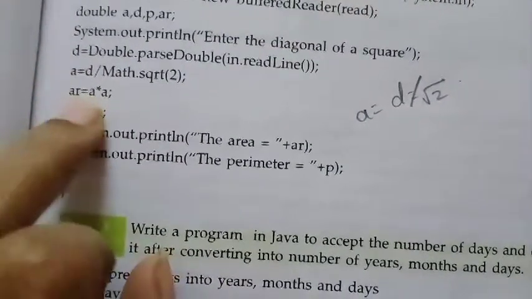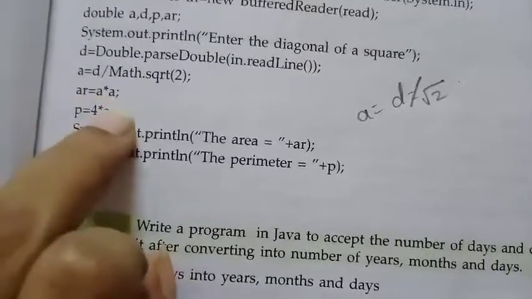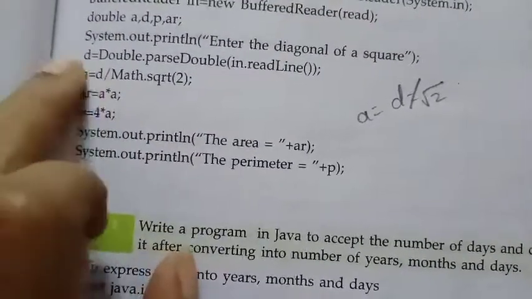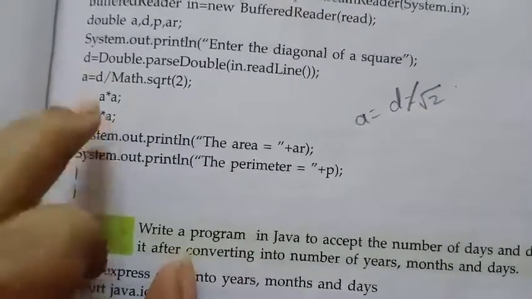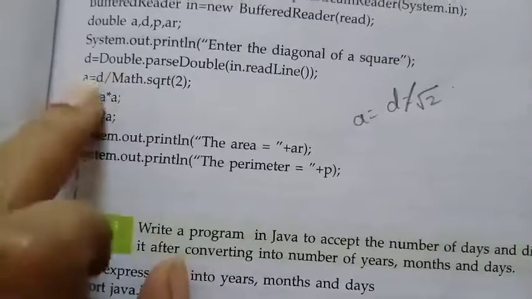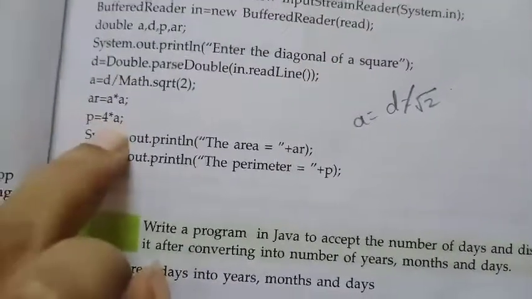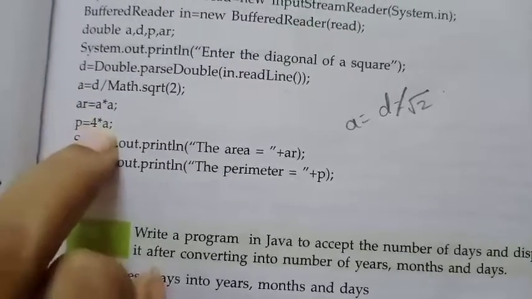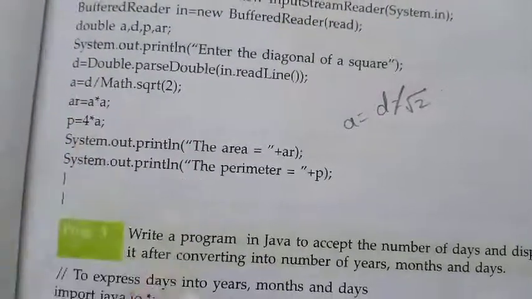And the area of the square is a square, that is a into a. So a into a, you multiply the a value, and then you can find the area of the square. Then perimeter is equal to 4a, so 4 into the value a you found is going to be substituted here and you are going to find the value.